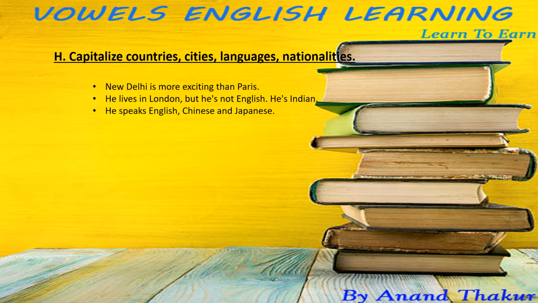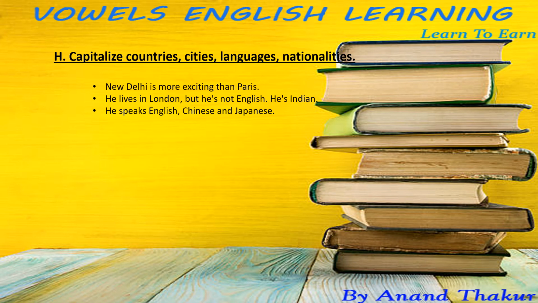In the next example, he lives in London. London is again a city, so L should be in capital. But he is not English. Here, English is not a language; English here is a nationality. It shows that the person belongs to the English culture of London. So English is a nationality, and the first alphabet should be E. And he is Indian. Here, Indian is also a nationality, so I should be in capital letter.